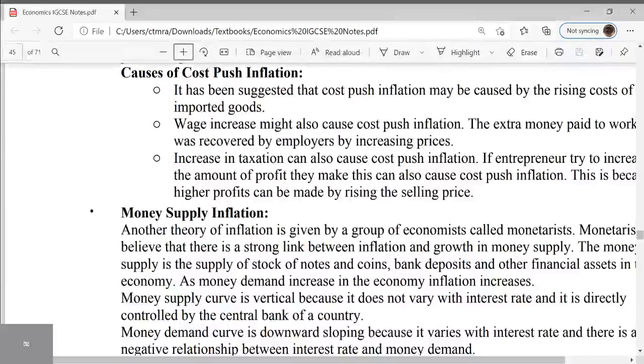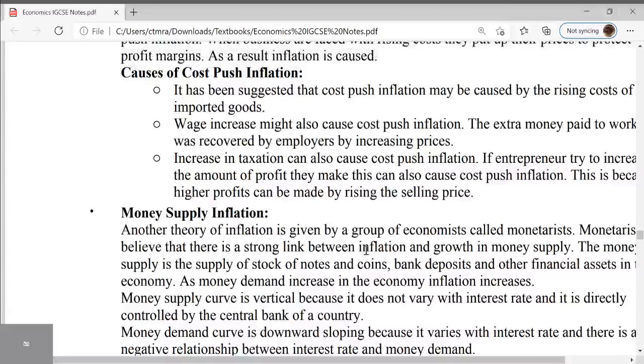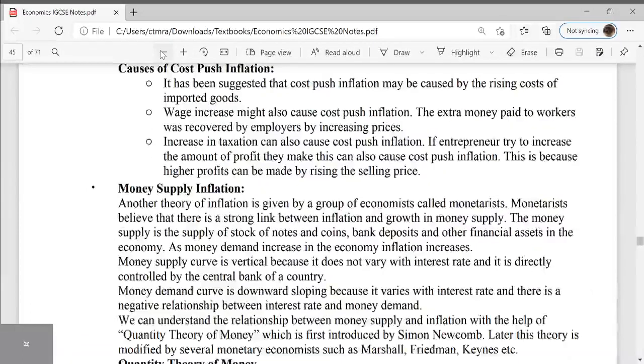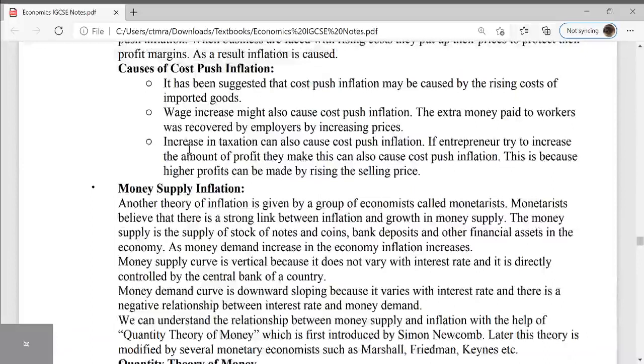Okay, so money supply inflation is suggested by monetary economists. What they suggest is that the inflation is rising, or the price level is rising, because of the rising money supply. That means the availability of money in the economy, or the money that is circulating in the economy, is increasing. As a result, people can purchase a lot, they can consume a lot. So that's leading to a rise in price level. Whenever the credit facility increases or the availability of money increases, money supply inflation takes place.